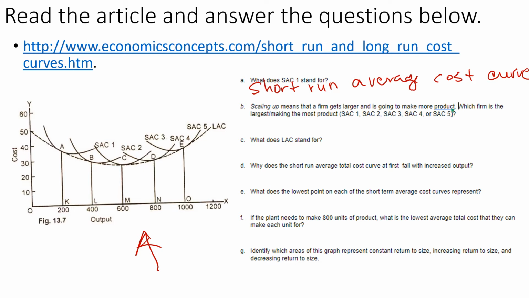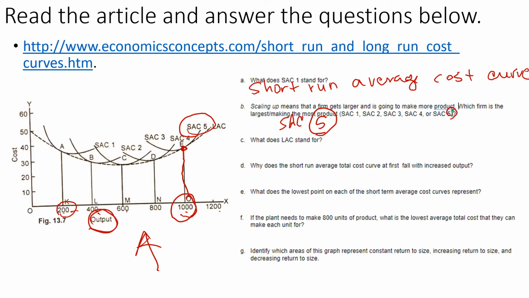B, scaling up means that a firm gets larger and is going to make more product. Which firm is the largest, making the most product? Well, all we have to do is look at the output along the bottom. So we go from output 200 to 400 to 600 to 800 to 1,000 to 1,200. The one that is making the most product is firm number 5.